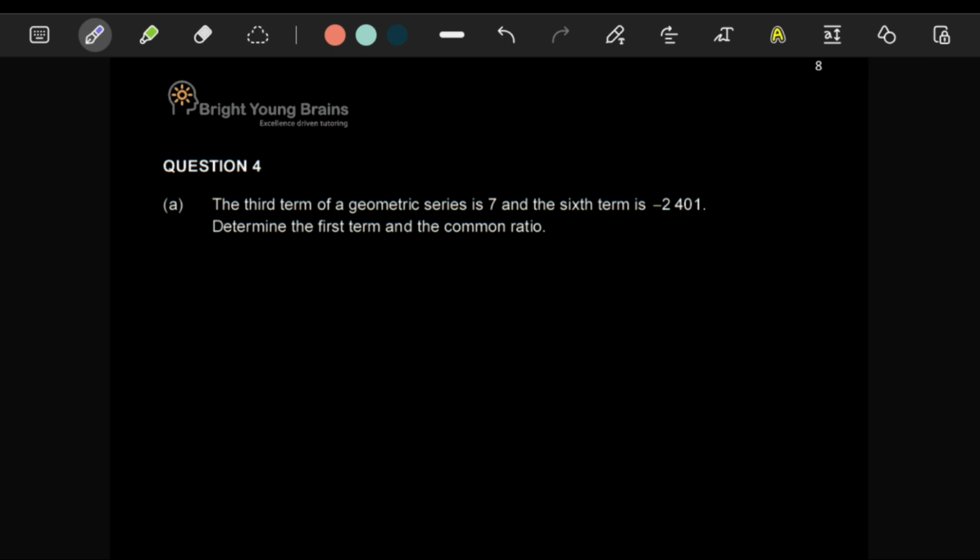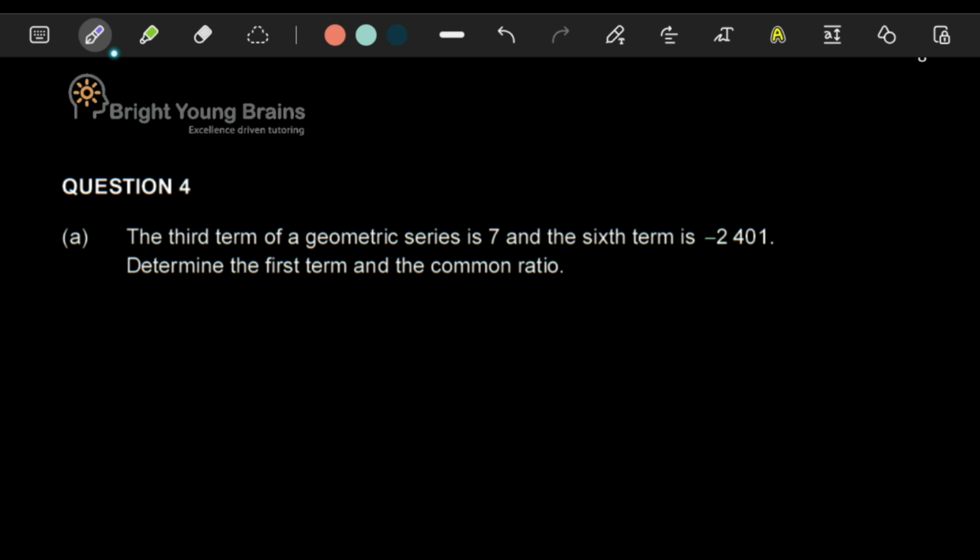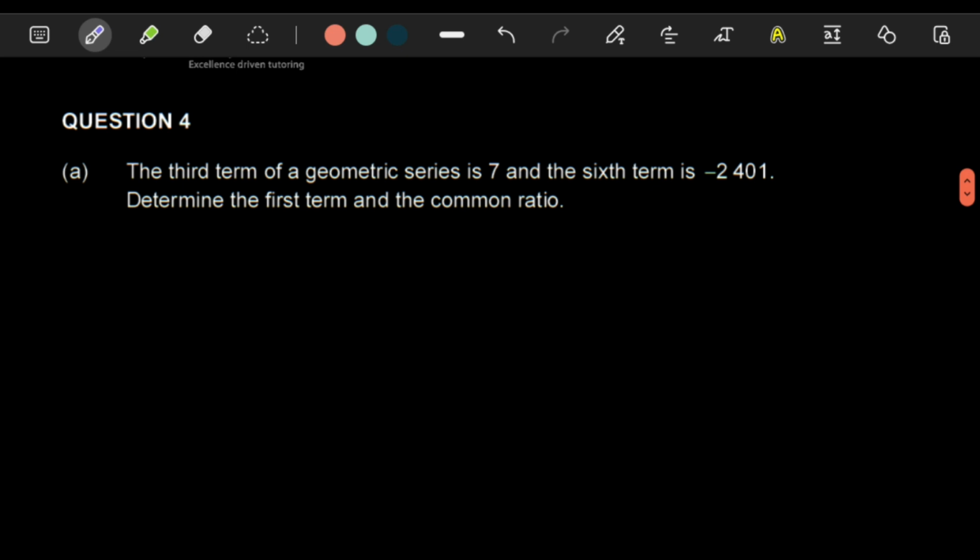Moving on. Question number 4. It says the third term of a geometric series is 7. With questions like these, I always prefer just reading them while jotting down information. For example, here, the third term of a geometric series is 7. So remember, T7 is, no, third term, that's T3.